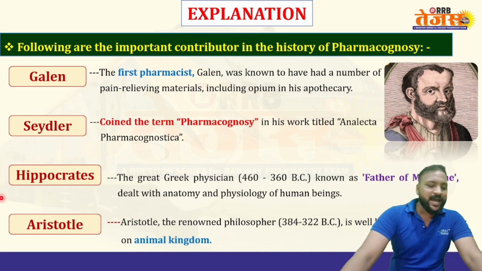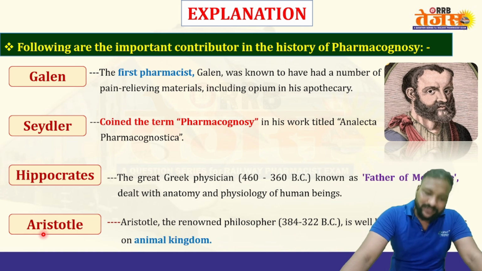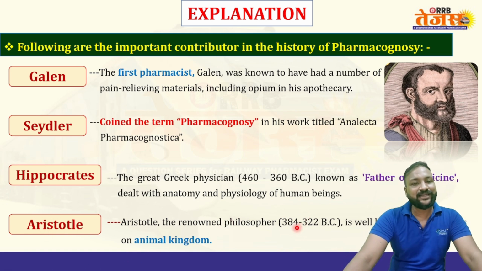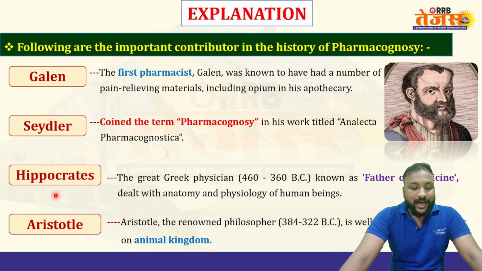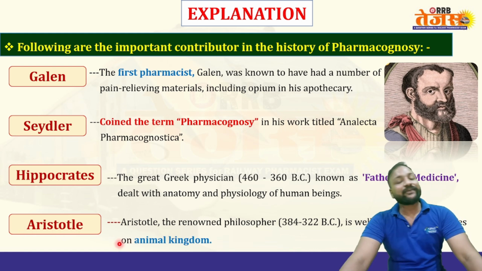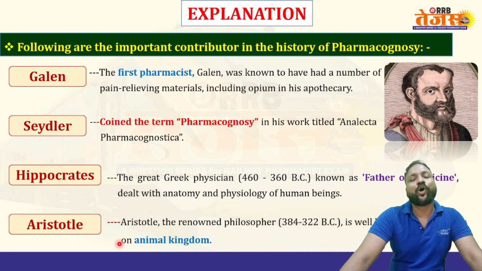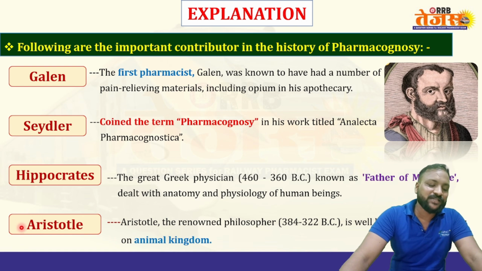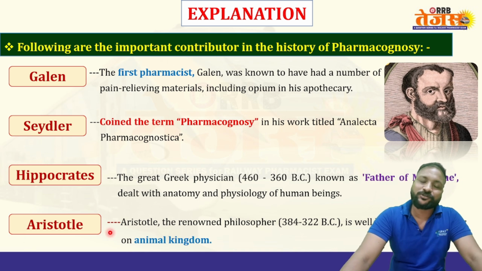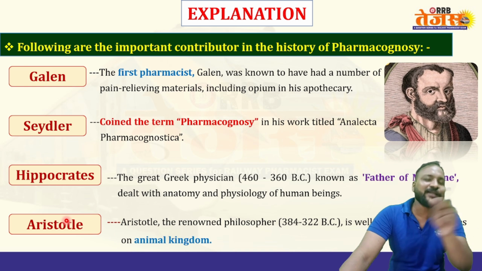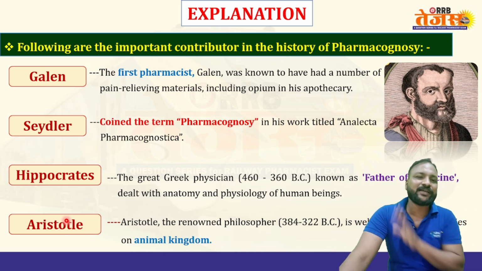C.S. Sedler. Okay, and we knew that Aristotle, the renowned philosopher from 384 to 322 BC, is well known for his studies on the animal kingdom. Aristotle became familiar for his studies on the animal kingdom. I'll give you one hint here. Aristotle, the name starts with the alphabet A, and he has done studies on animals, and that word also starts with A. Aristotle, A. Animal kingdom.